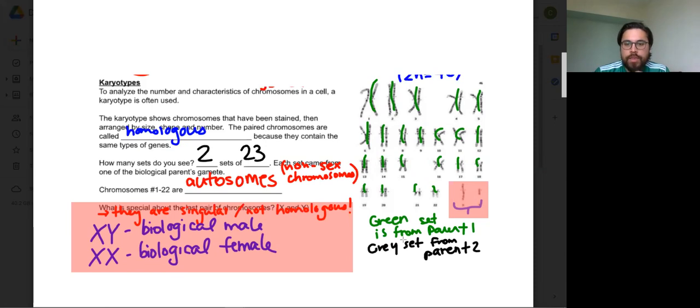Sir, can I explain X? Yeah, so XX means biological female. If it was a biological female, this chromosome here, this is the X chromosome, this would be the other X chromosome. It would be homologous. But because it's a male, we have a significantly smaller Y chromosome. The genetic information for a biological male is smaller than it is for a female.